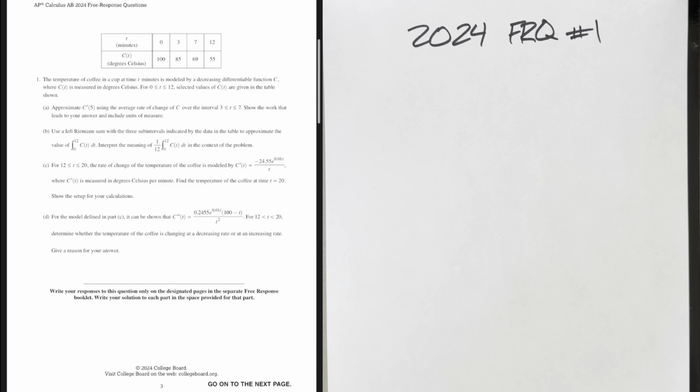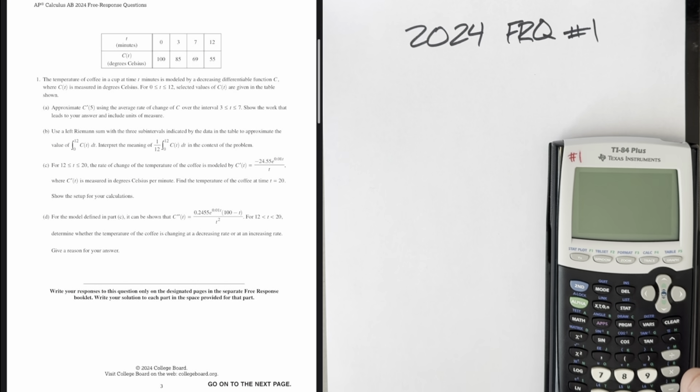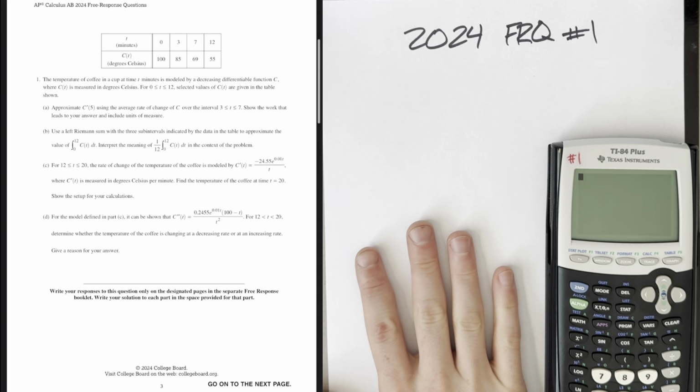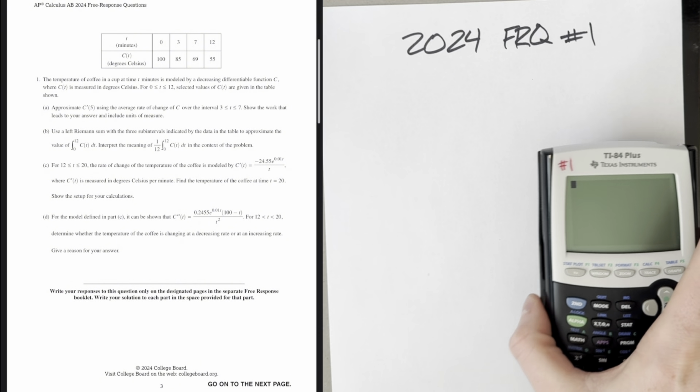Today, we're going to be looking at the 2024 FRQ number 1. As we know, on the AP Calculus exam, questions 1 and 2 are calculator questions. So we're going to be bringing out the calculator. Hopefully, I put it in a spot where you can see what I'm doing on the calculator, but also see some written work. I'm going to try and do my best with it. But I'm excited to jump into this question.